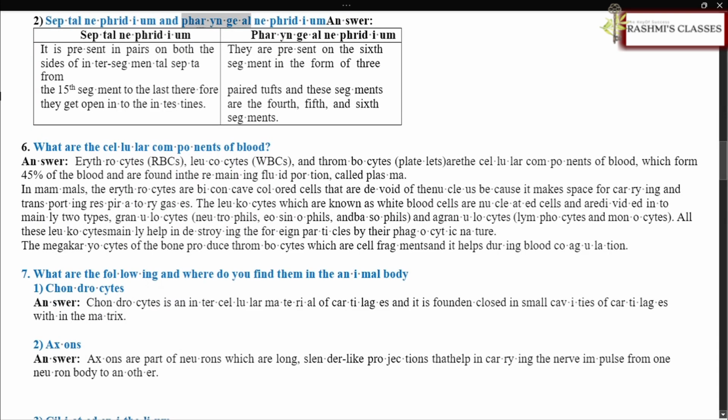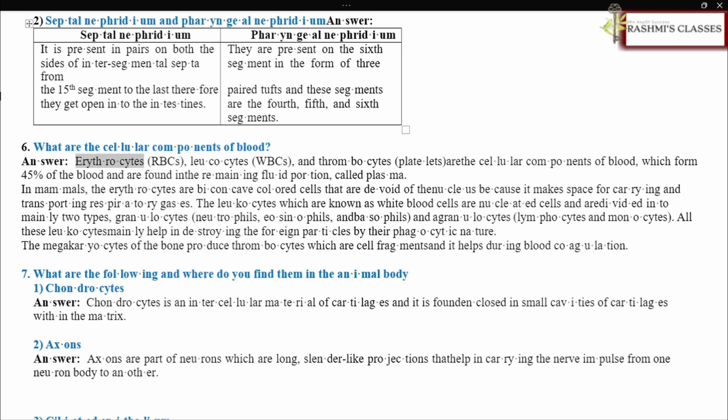Septal nephridium and pharyngeal nephridium. Answer. Septal nephridium. It is present in pairs on both sides of intersegmental septa from the 15th segment to the last, therefore they open into the intestines. Pharyngeal nephridium. They are present on the 6th segment in the form of 3 paired tufts, and these segments are the 4th, 5th, and 6th segments.